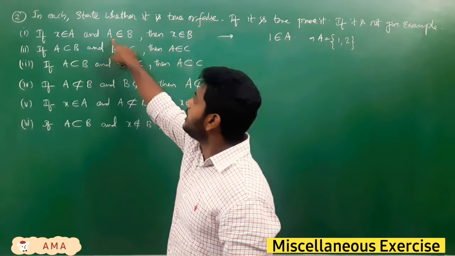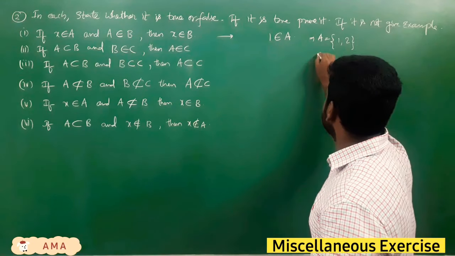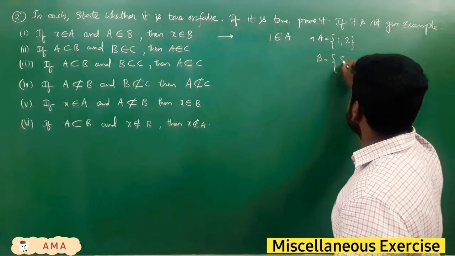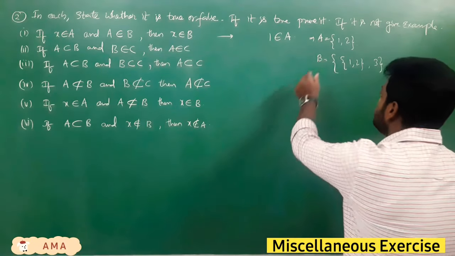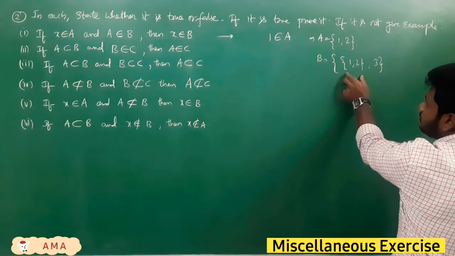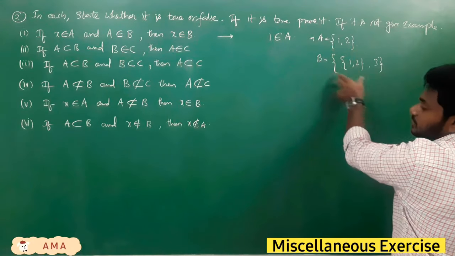They said that A belongs to B. That means B I will consider as the set {1, 2, 3}. Here, does A belong or not? Belongs to means A is an element in this set or not?